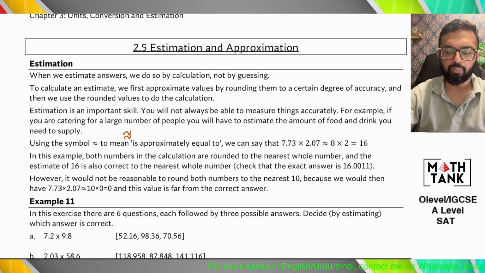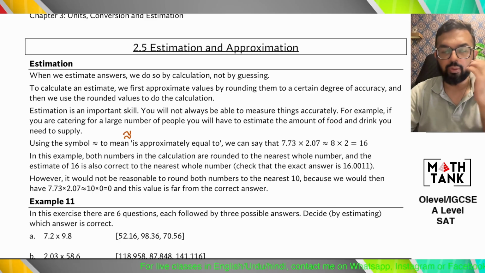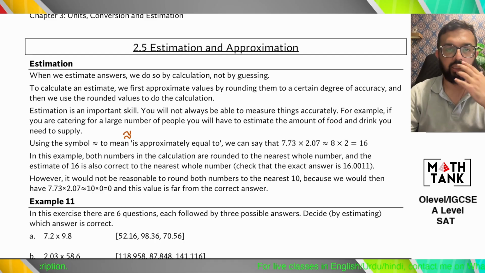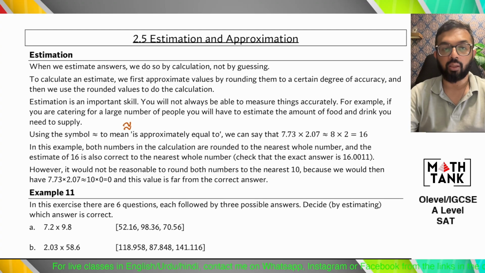We can say that 7.73 into 2.07 is basically 8 into 2. So that's how you are approximating. 7.73 is close to 8 and 2.07 is close to 2. The answer may not be 16 precisely, but I can tell you that the answer is going to be reasonably close to 16. You can see later on that the actual calculation gives you 16.0011.